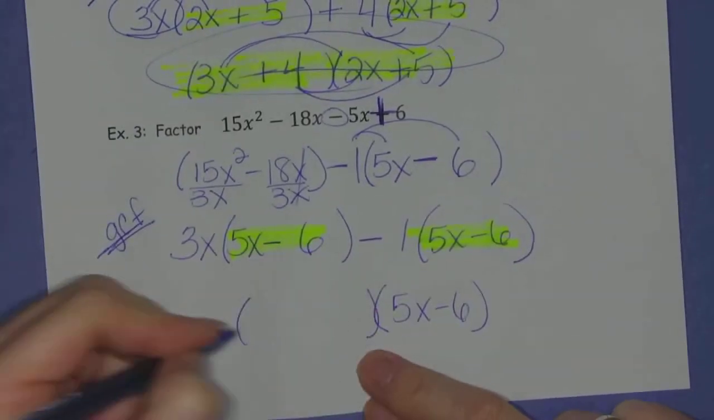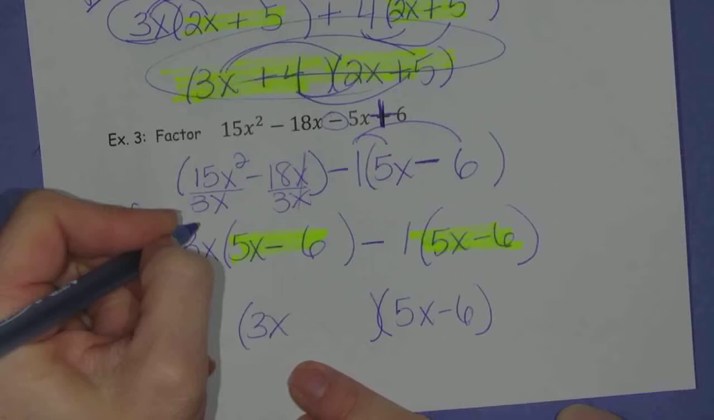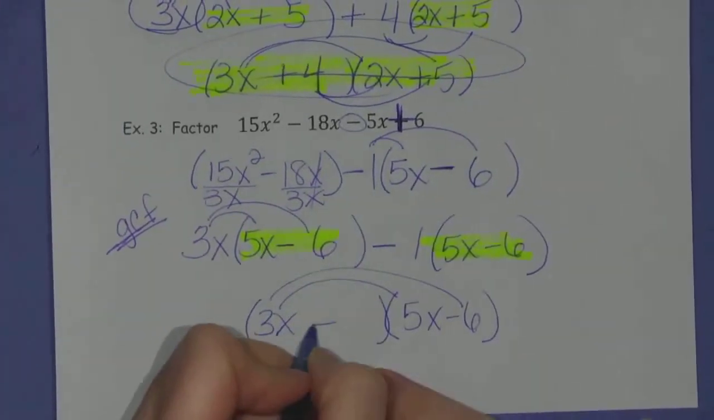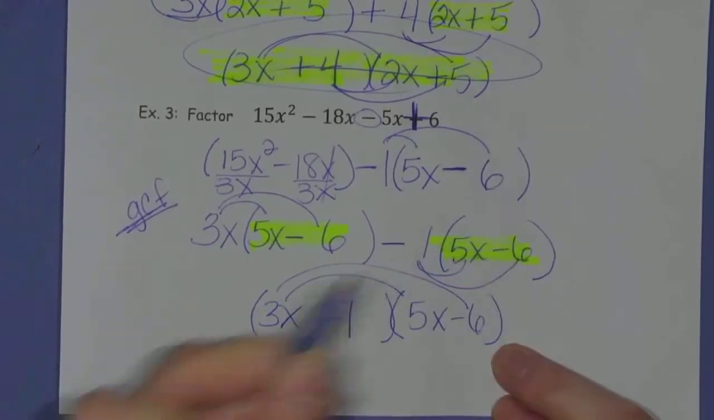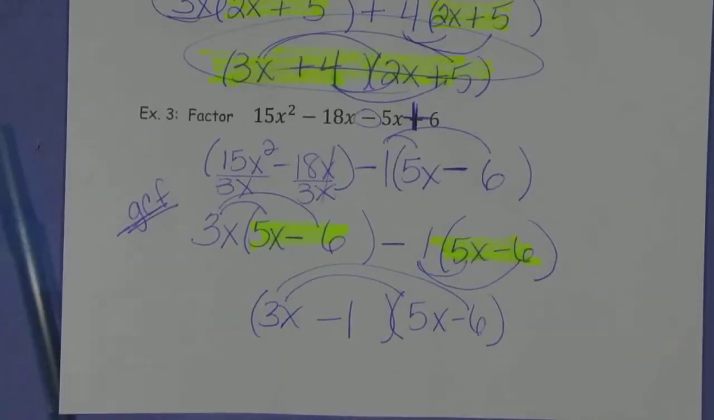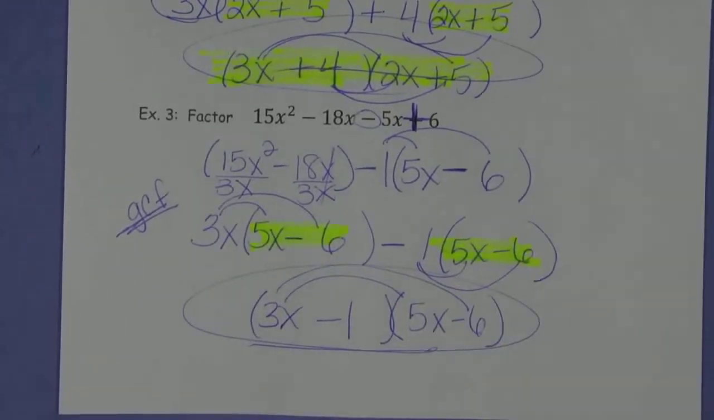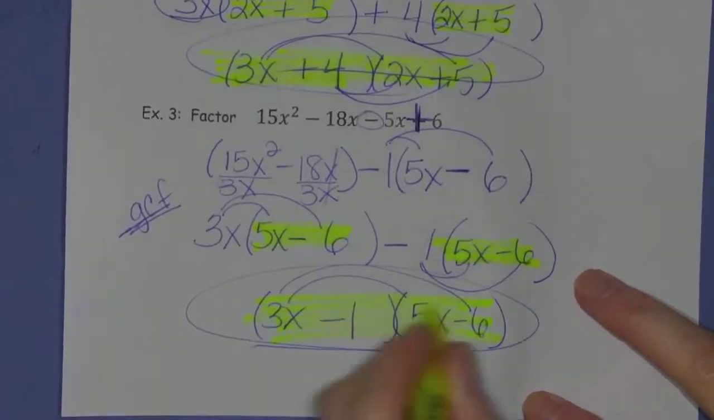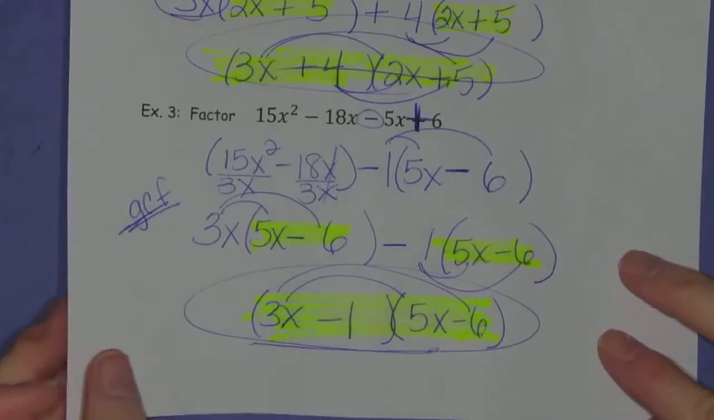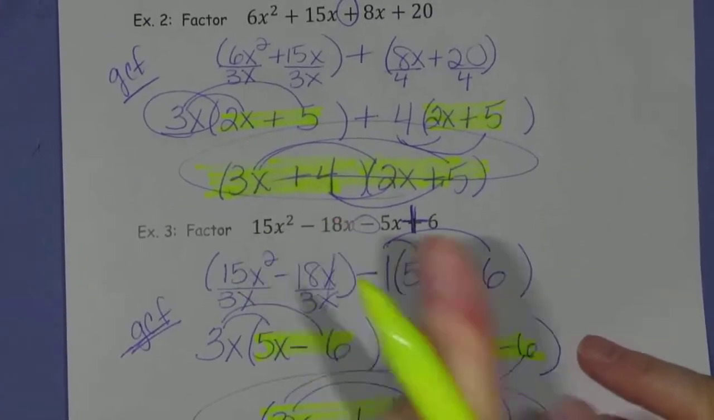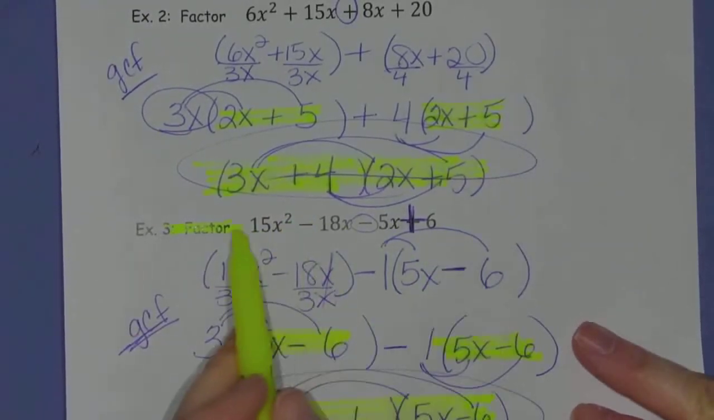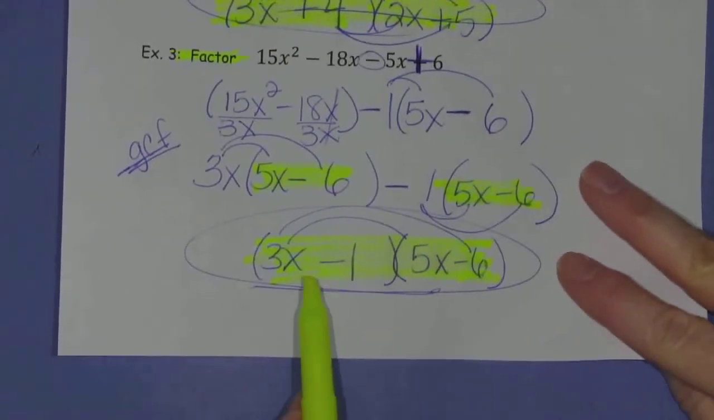And in the first polynomial, I'm going to put my 3x, because I know that's getting distributed, and my -1, because I know that's getting distributed. Final answer, 3x minus 1 times 5x minus 6. So it's a little bit different, but let's not forget the definition of factor. It's to take a polynomial and write it as a product of other polynomials.